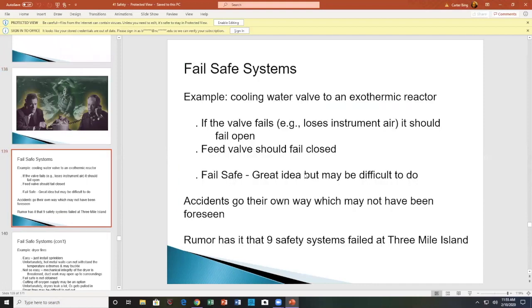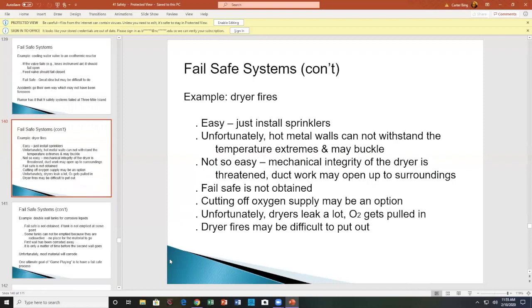Cooling water to an exothermic reactor, you want to have it fail open. Feed valves, you want to have fail closed. Fail safe is a great idea, but may be difficult to do. Accidents go their own way, which may not be foreseen. Rumor has it, I don't know if this is true, but I'm going to toss it out anyway, nine safety systems failed at Three Mile Island. Really astonishing. Again, dryer fires, we'll go back to that one.